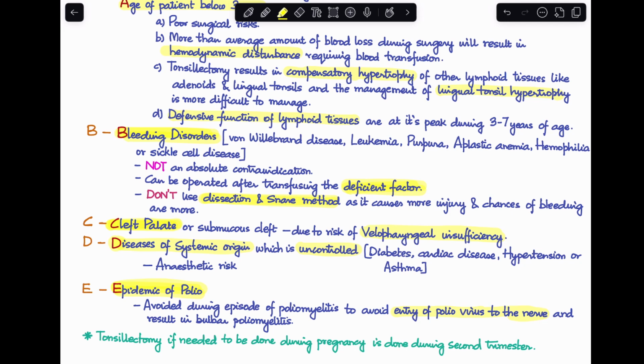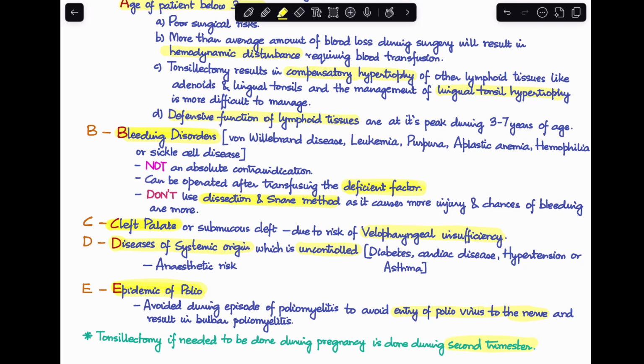Lastly, one tiny thing to know about tonsillectomy. If say you have to perform tonsillectomy in a case of a pregnant patient, the better time period to be doing it is during the second trimester.